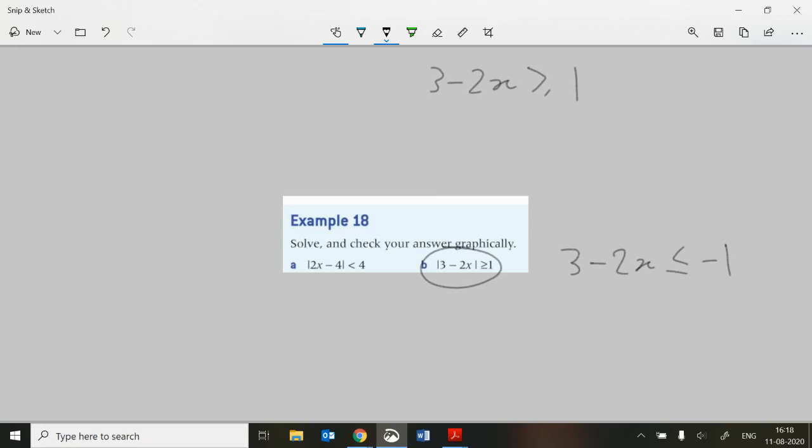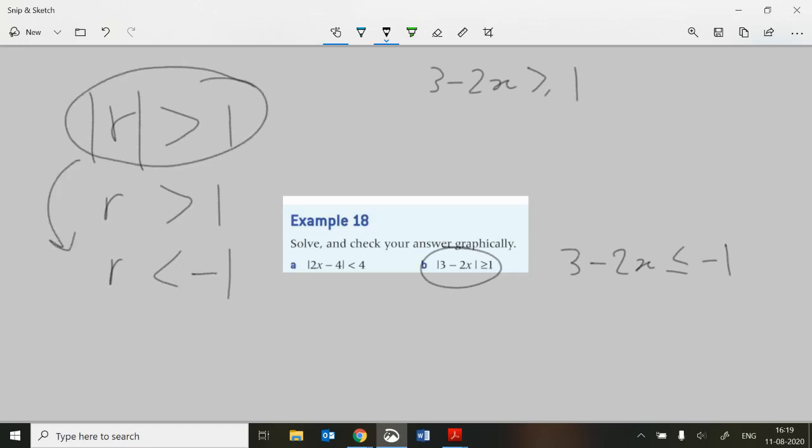And remember, if you're struggling a little bit with that, just always go back to that basic example. With r, if it's greater than 1, that means that r is greater than 1 or r is less than minus 1. So this turns into those two inequalities. Okay.